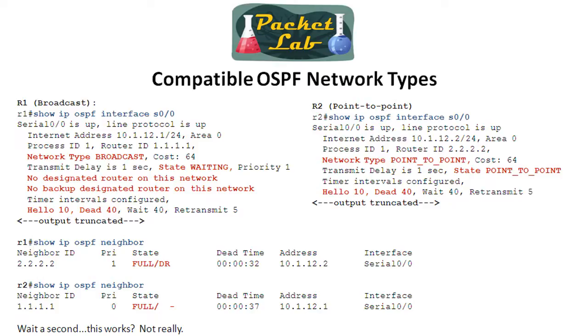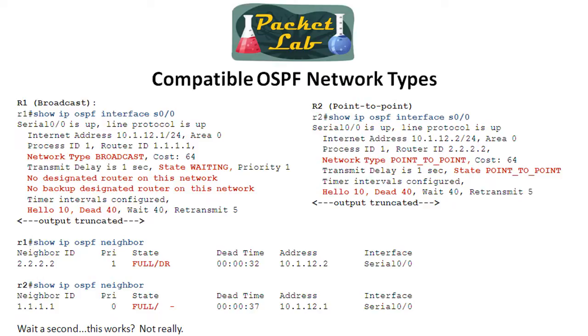So here we see R1 has broadcast, and we see here the network type is broadcast. Note the state, waiting. What it is waiting for is the designated router/backup designated router election period, and I've got a lesson on this. Because remember, broadcast requires a designated router. So at this point, it's saying, oh, I need to elect a designated router.